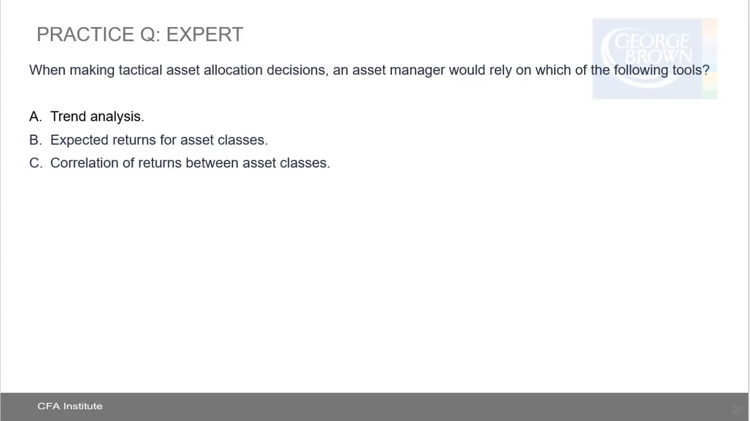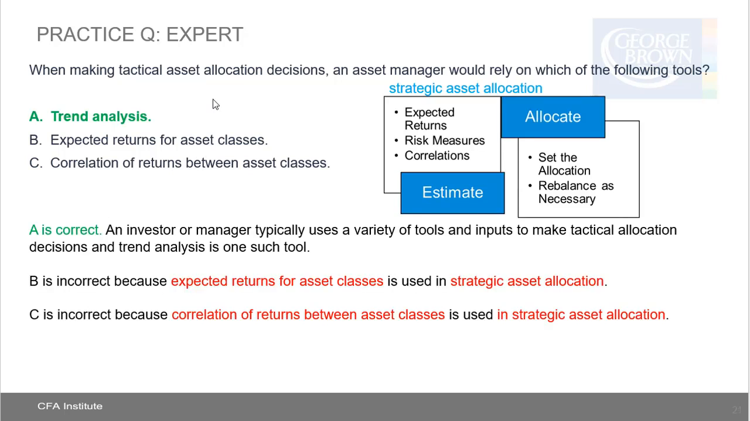A quick practice question to check our understanding of the learning ecosystem at the expert level. The question is, when making tactical asset allocation decisions, an asset manager would rely on which of the following tools? A, trend analysis, B, expected returns for asset classes, or C, correlation of returns between asset classes. So I like this question. It's a good review. So when making tactical asset allocation decisions, an asset manager would rely on trend analysis because they're being active. So they're looking at different data to make decisions, okay?